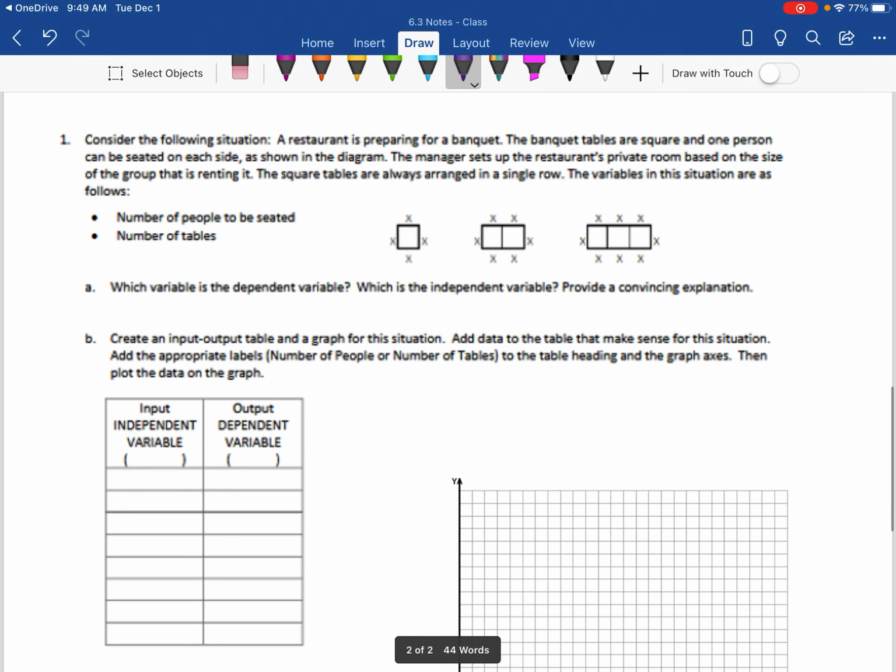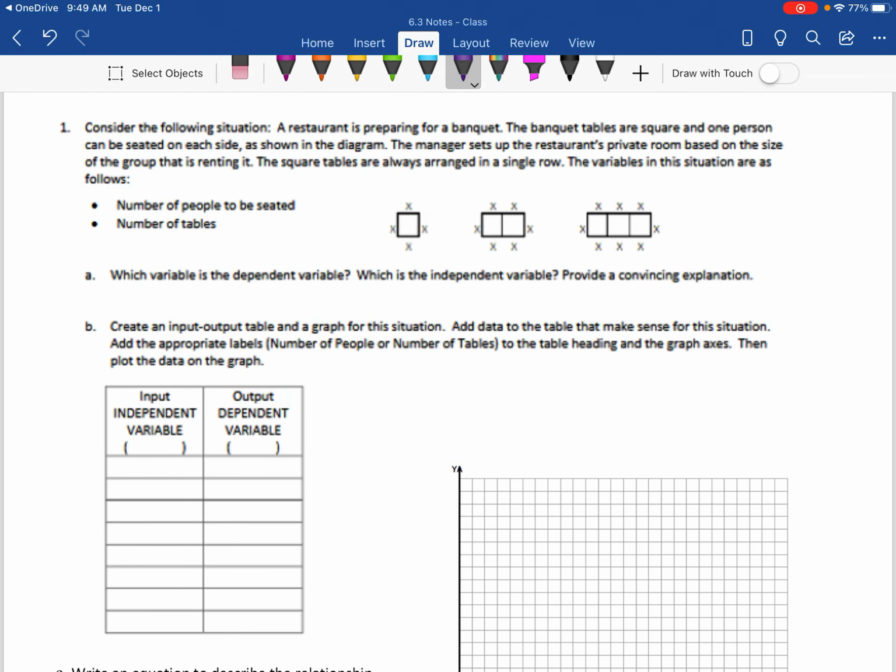And then here's the meat of what we're doing today, and this is what your homework will go along with, okay? So we're considering the following situation. A restaurant is preparing for a banquet. We have square banquet tables. One person can be seated on each side, and the manager, as he's setting up the tables, pushes them together. Okay, so we have two variables. We have the number of people to be seated, and we have the number of tables. So we need to figure out which is the dependent variable, which is the independent variable. So who's the determinator and who's the depends on, okay?